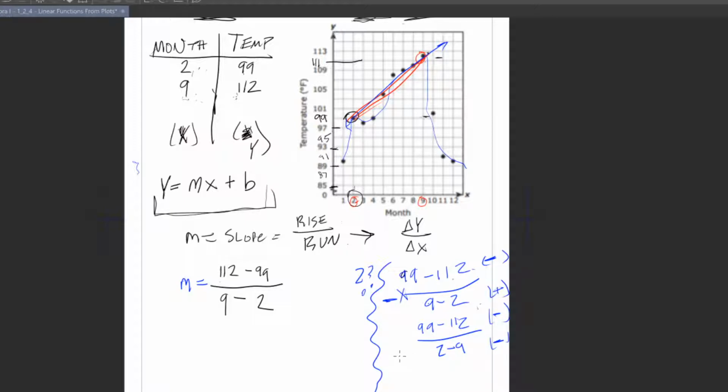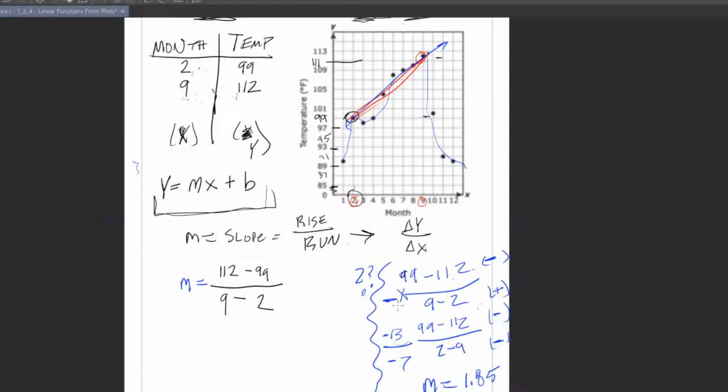So let's try that out, actually, right? So we have 99 minus 112. That gives us negative 13. And 2 minus 9 gives us negative 7, right? So negative 7. So M here, and I'm actually dividing this out just so I have a numerical value, is about 1.85 positive.